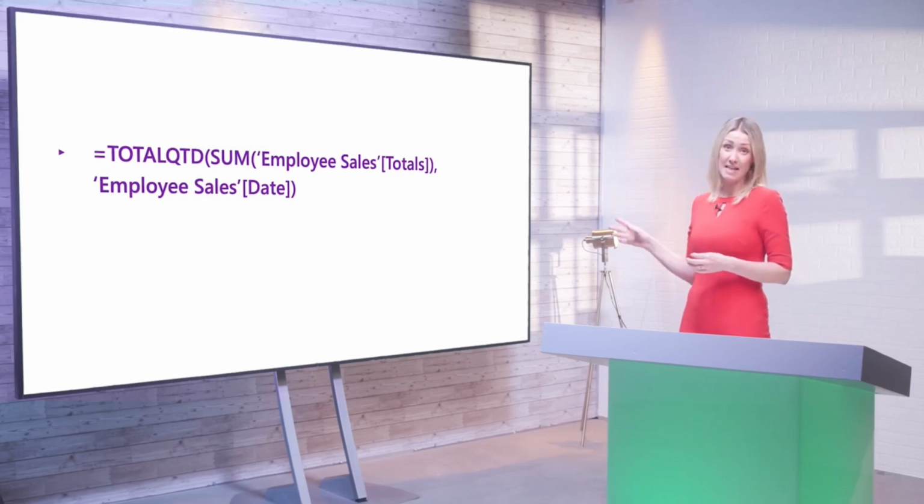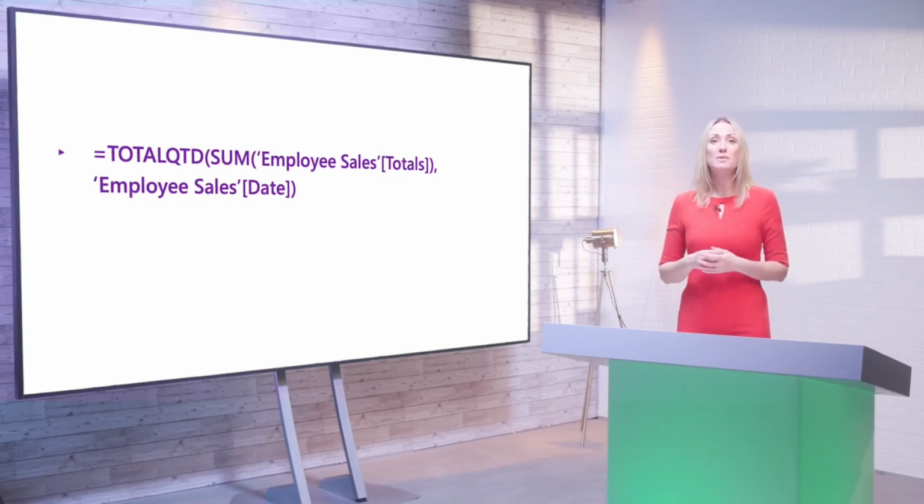For example, this DAX expression joins 2 tables to return the total sales for the current quarter. You would use total QTD and the sum total of the employee's sales within a specific date range. You will find a brief summary of DAX categories of functions that you can access as a reading material after this video.